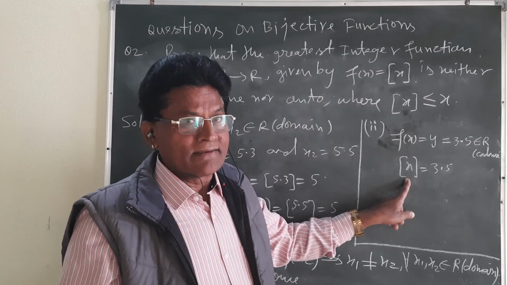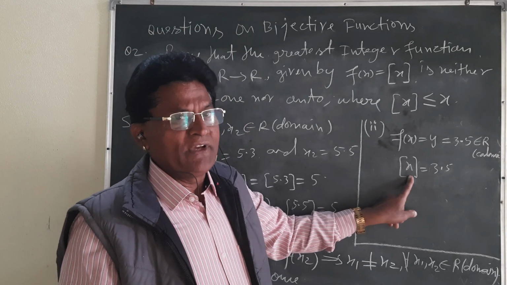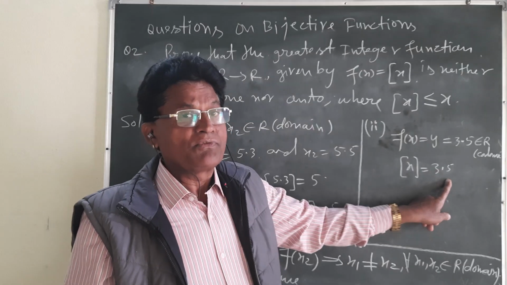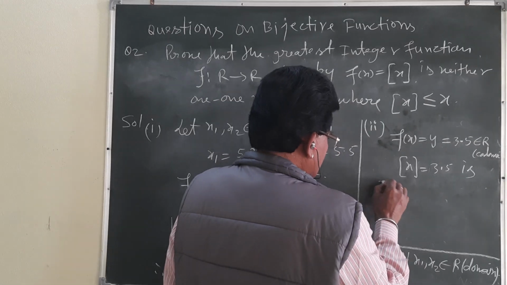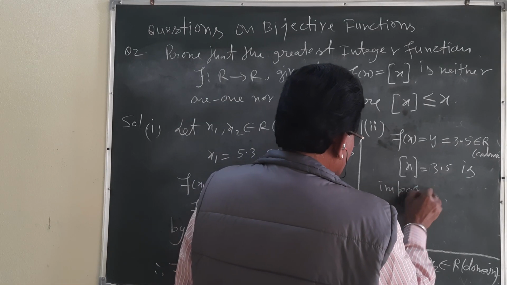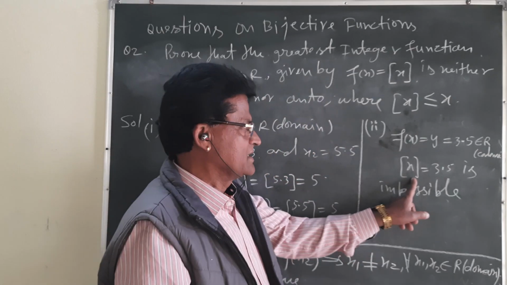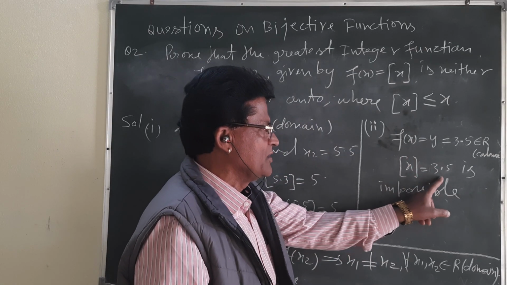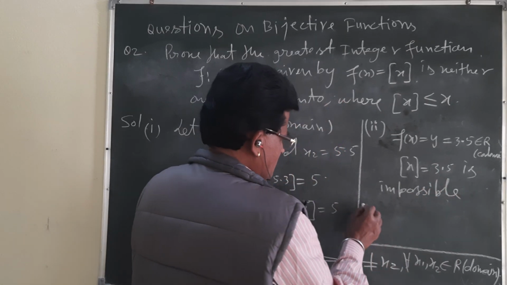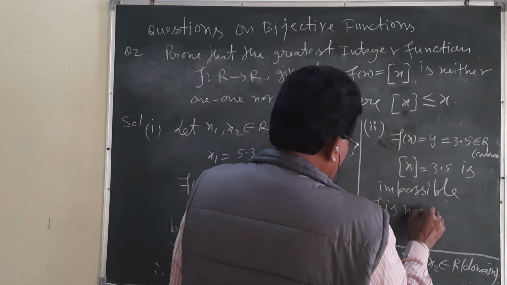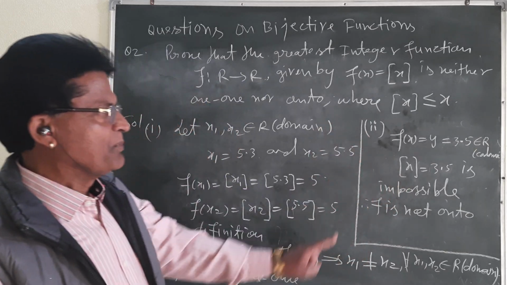And this is quite impossible. It is the greatest integer. You see, greatest integer. There will not be a value of x for which the greatest integer will be equal to 3.5. That is why it is impossible. Dear student, there is no value of x for which its greatest integer will be equal to 3.5. That is quite impossible. And what you will say? f is not onto.